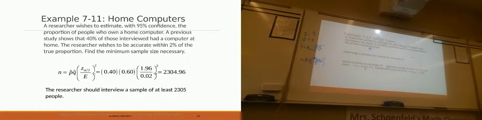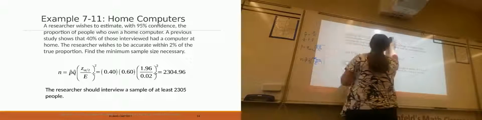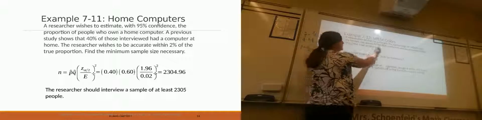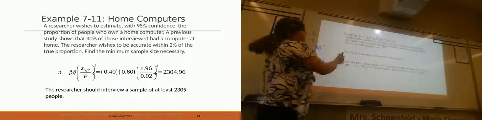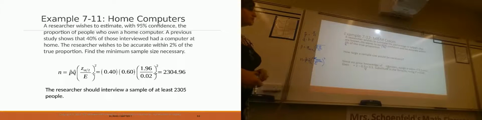Okay. A researcher wishes to estimate the percentage of M&Ms that are brown. He wants to be 95% confident. 95 tells us we're going to use 1.96. And to be accurate within 3% of the true proportion, how large would the sample size need to be? No prior knowledge of p hat is known. Assign a value of blah, blah, blah.